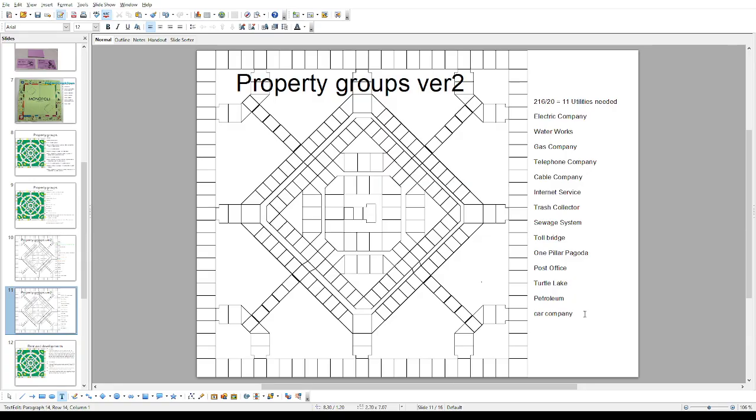So yeah, I decided I want the 8 that are above this. So I currently have 6 here. Which of these 6 would I want? One Pillar Pagoda. I'm genuinely not sure what that even is. I don't know. So, do I want to actually use it in the game if I don't know what it is? Of course not. Toll bridge.